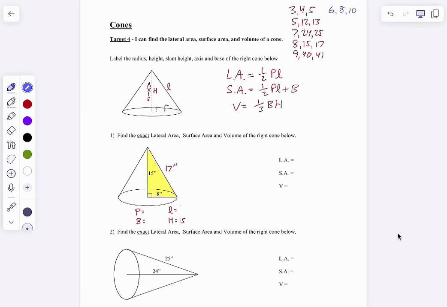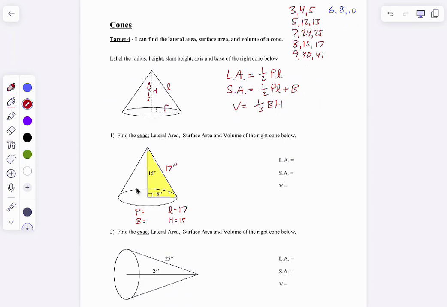Okay, so that slant height is 17. Use red. That is that lowercase l. So I have height, slant height, radius. P is perimeter of the base.